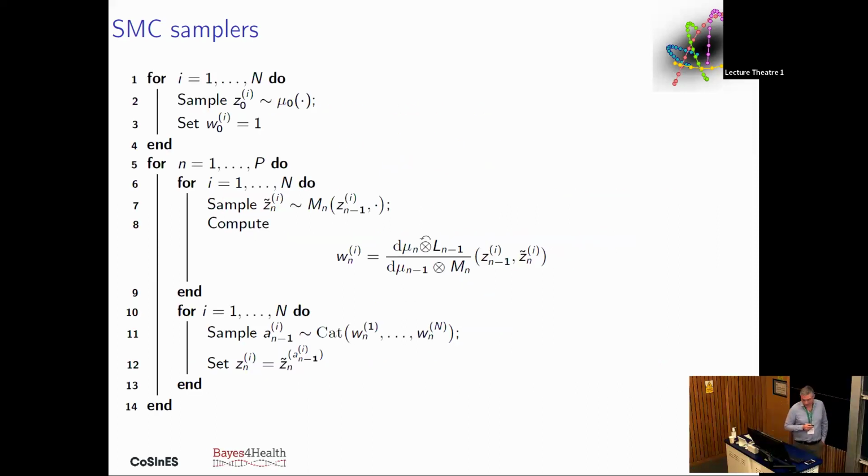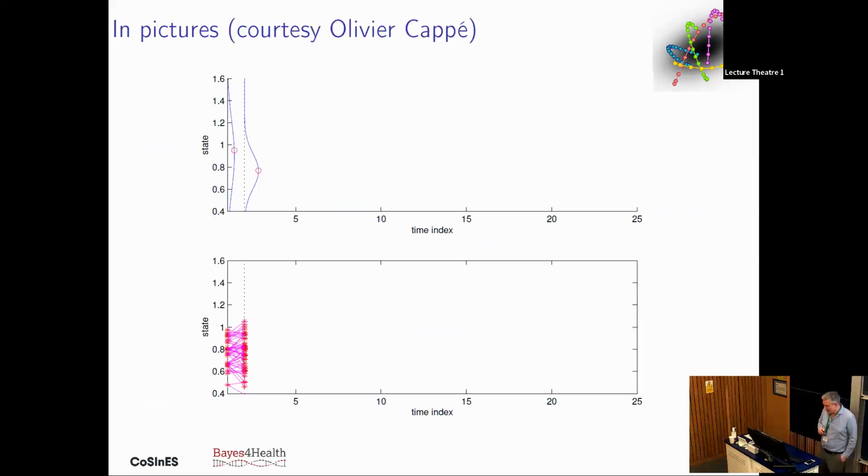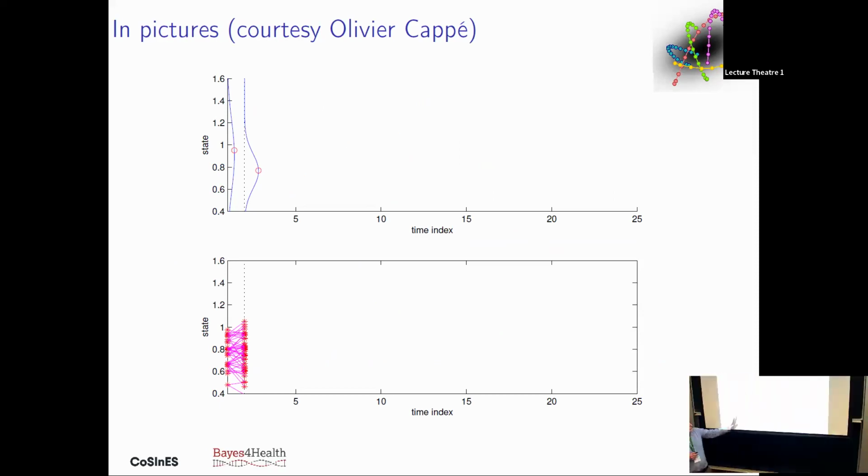So here is the algorithm. I don't need to stress on this. And here on this picture, which has nothing to do with SMC, it's actually a particle filter, but the idea is the same. It's just to illustrate the idea that from one generation to the other, so we go from the distribution mu n minus 1 to mu n, you see that we mutate the particles and we only generate one particle per particle, right?